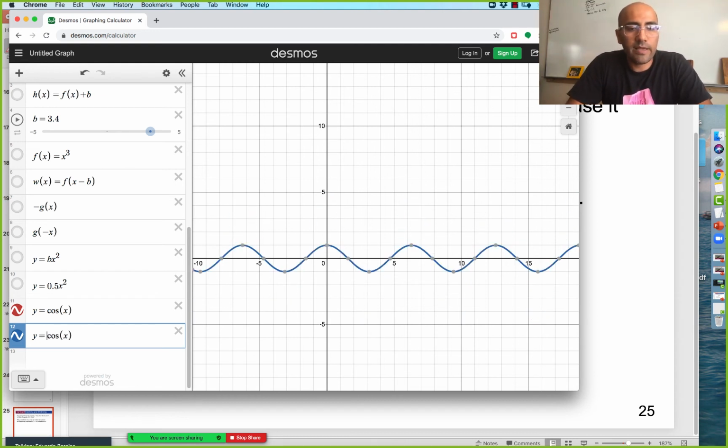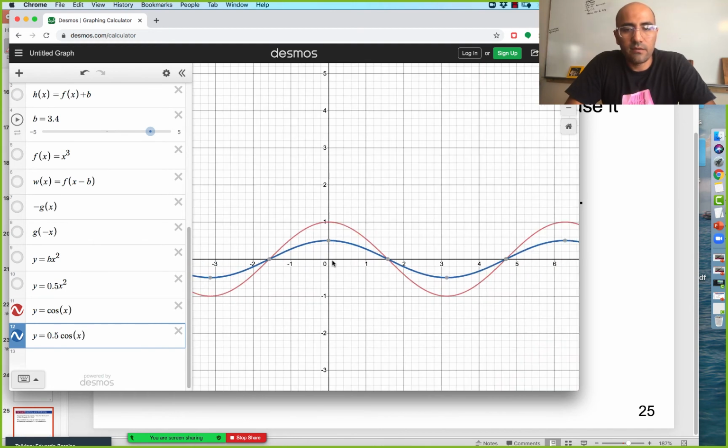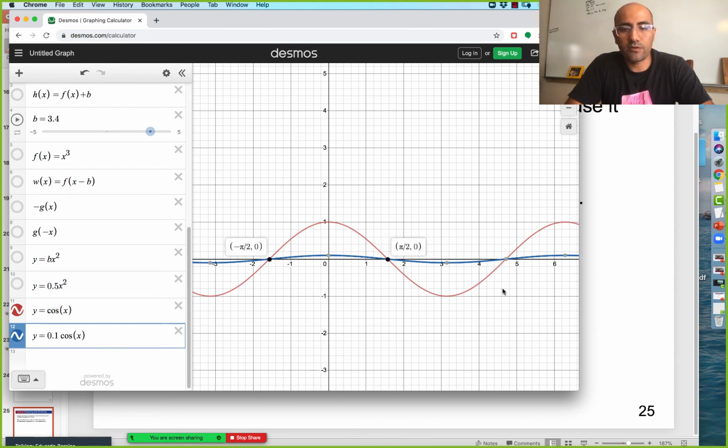On the other hand, if we multiply it by a decimal between 0 and 1, like 0.5, then it flattens it out, right? It compresses it. The original cosine is the red one, and now 0.5 cosine is this blue one that gets squashed down. And the smaller the decimal, the more you squish it down. It's 0.2 cosine of x, right? You compress it vertically. 0.1 gets compressed even more. Good. But notice that the zeros never get affected. It still goes through that point, still goes through that point. The only thing that gets affected is all the other output values.